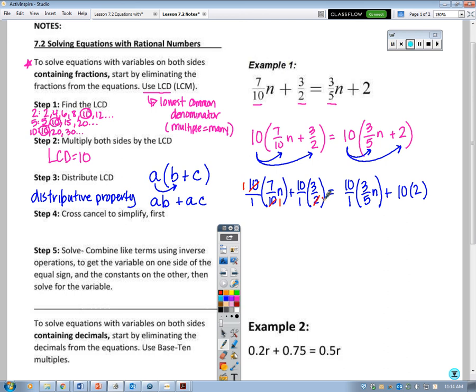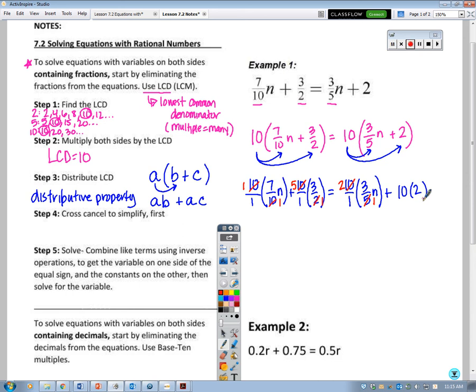2 divided by 2 is 1. 10 divided by 2 is 5. Keep moving across, looking at my cross canceling for common factors. So I've got 10 and 5 have a common factor of 5. 5 goes into 5 once. 5 goes into 10 twice. And then the last one, I don't need to cross cancel because they are already whole numbers.